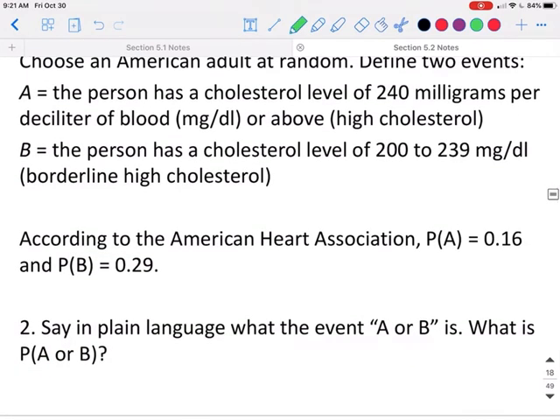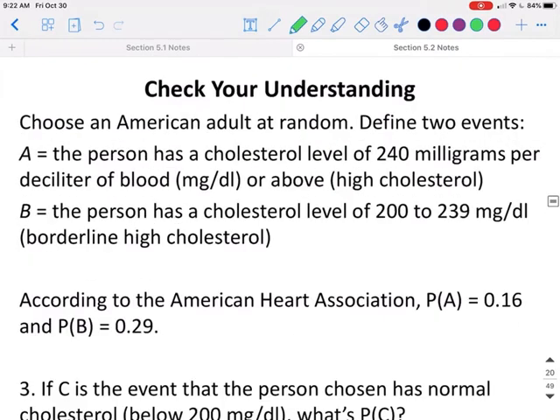Say in plain language what the event A or B is, and then what is that probability. So a person has either a cholesterol level of 240 or above, or the person has a cholesterol level that is between 200 and 239 if they are in event A or B. To find this probability, because these are mutually exclusive events, we can just add the two probabilities together. The probability of event A plus the probability of event B is 0.16 plus 0.29, which is 0.45, or a 45% chance that they are in A or B.